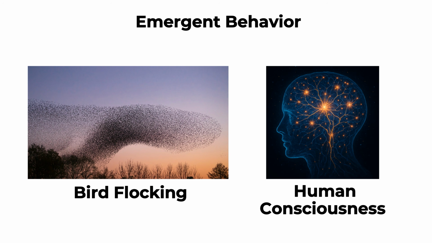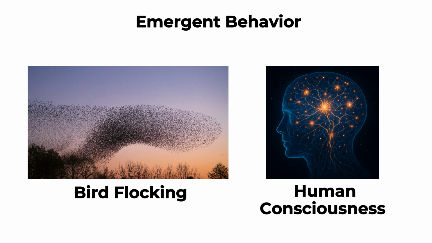Another great example is human consciousness. Consciousness is not found in any single neuron or brain region. Instead, it arises from the complex interactions among billions of neurons firing and forming patterns of activity.